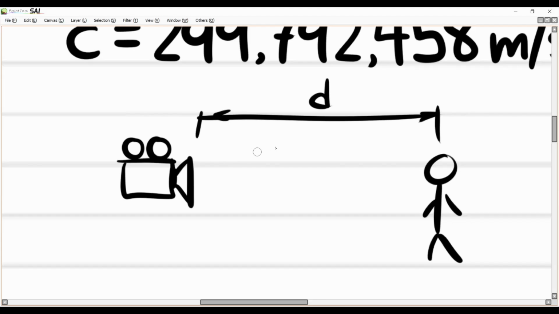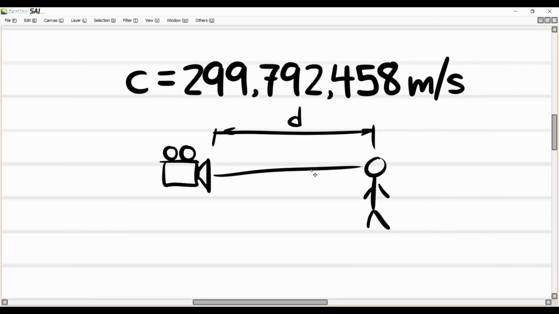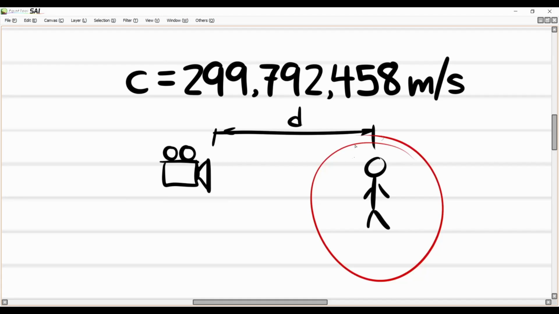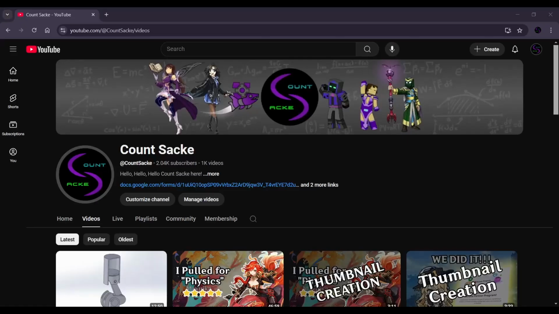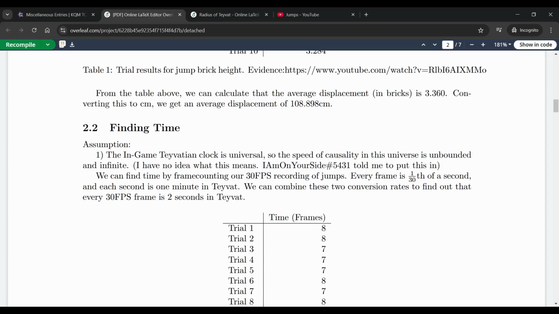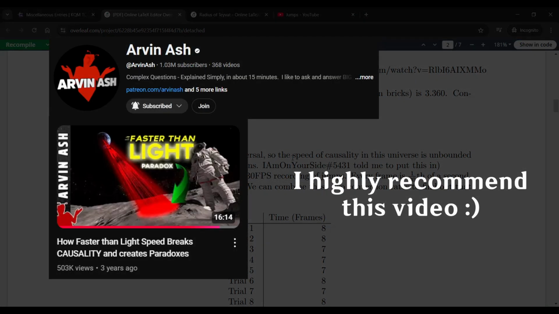But with an infinite speed of causality, whatever is being recorded is the exact same thing that is happening here. So that's what infinite speed of causality does. There are videos that can explain what happens when you exceed the speed of causality, or specifically the speed of light. There are great videos about that, so you can look it up on your own time.